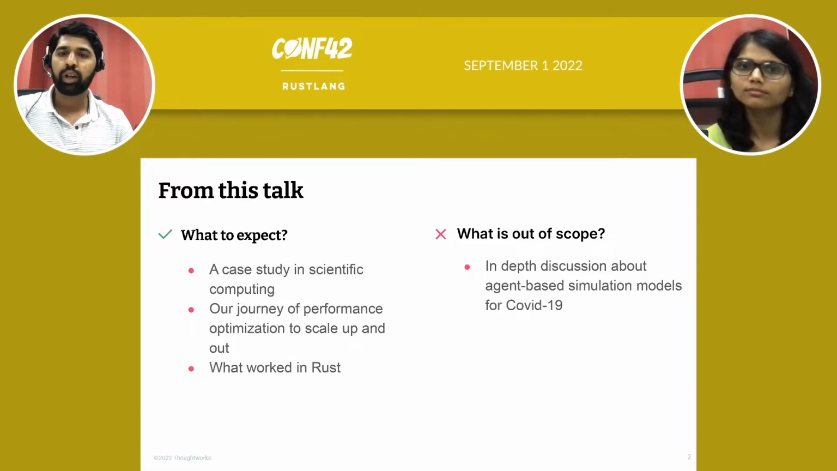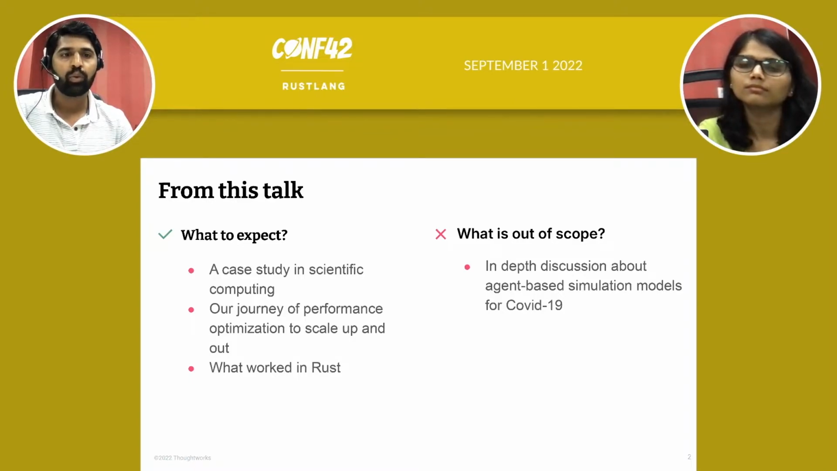We'll be speaking about our journey, about how we went ahead and built a simulator which is optimized for performance and can support large scale. Also, we'll be sharing some of our understanding and insights on how Rust as a language helped us build this specific simulator.